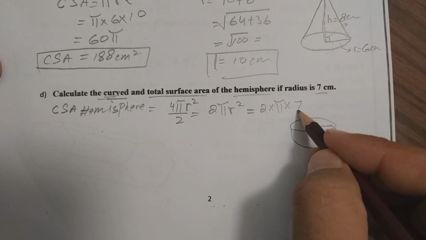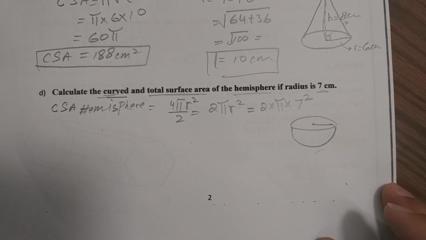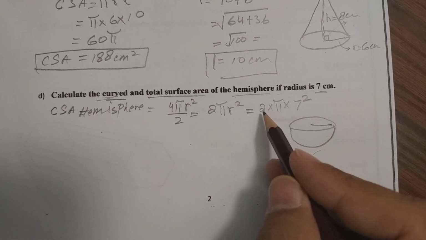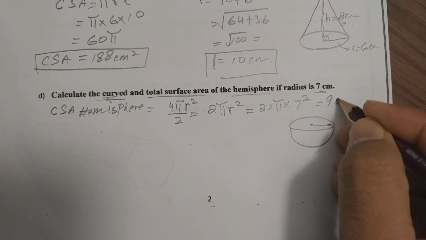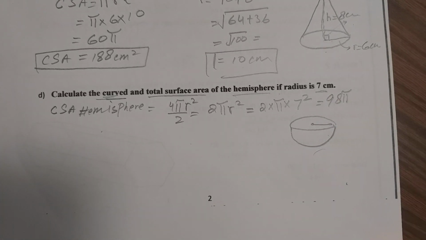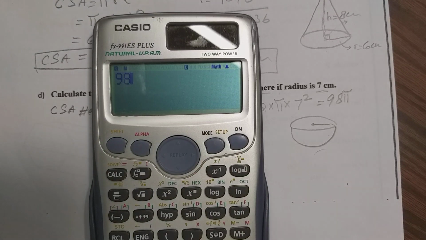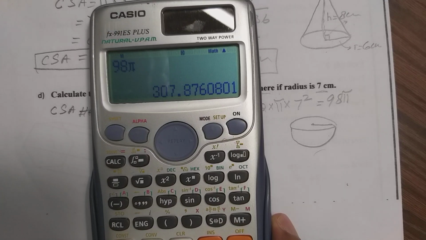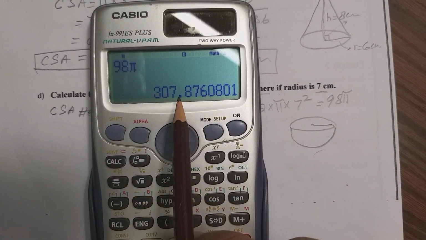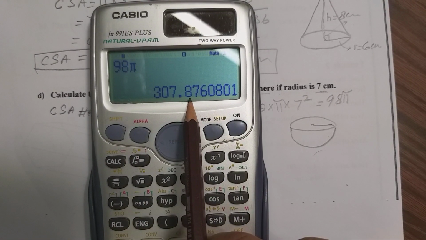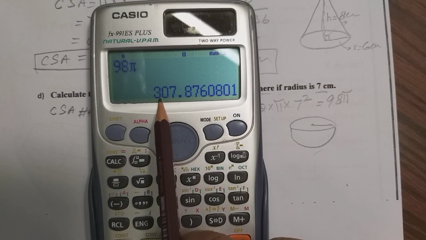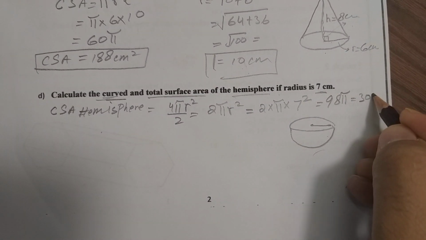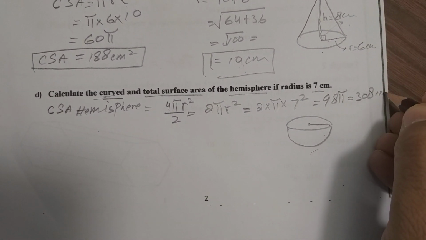So substitute the value in the formula. It becomes 2 times pi times r equals 7, so 7 square. Now simplify it: 49 times 2 becomes 98 pi. So 98 pi becomes 307.877. We need to write 3 significant figures. After this is 5 or more, so we can increase, and it becomes 308. So the answer is 308 centimeter square.